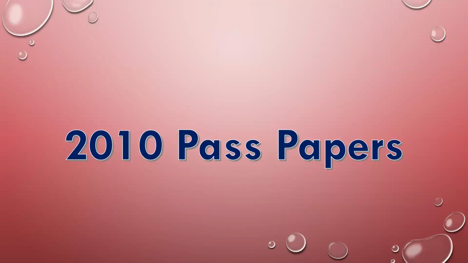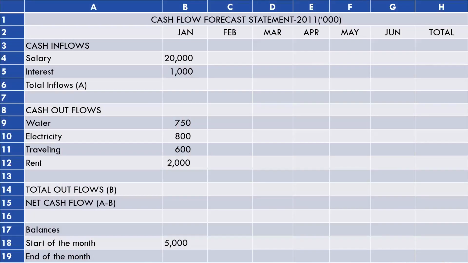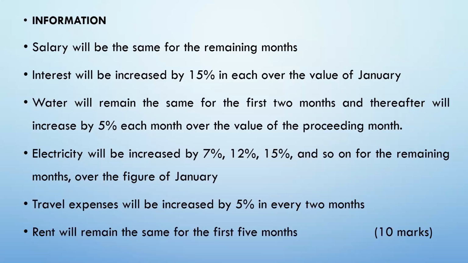So let's begin with the 2010 past paper. In the 2010 past paper, you are given a format for the cash flow statement. From that, you have to fill up the cash flow statement for the first 6 months. And you are given this additional information. Now let's start.